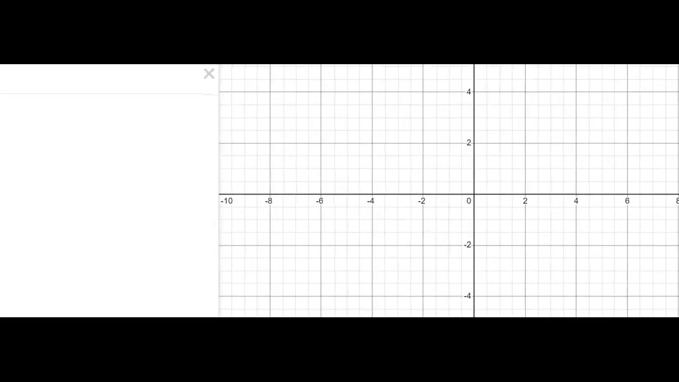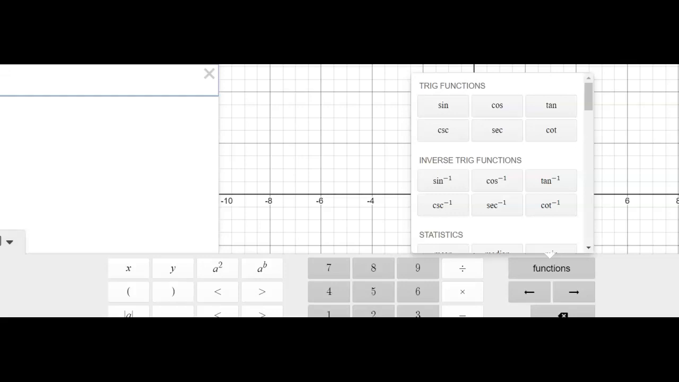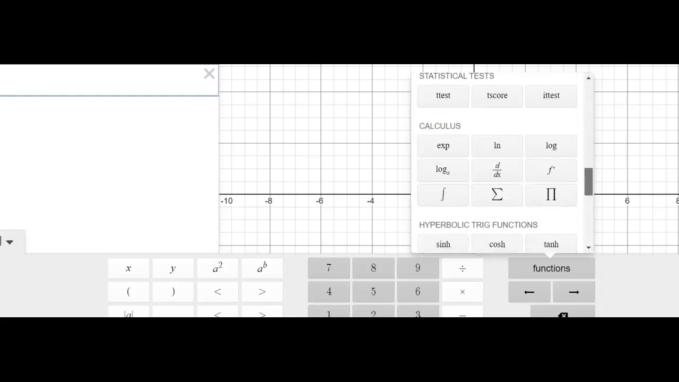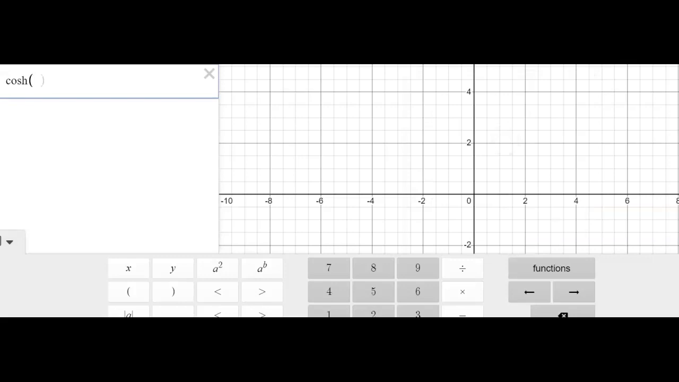Go, move that up a little bit so you can see it. And in Desmos, I'm going to go into function, and let's start with cosh. If I scroll down, they're all the way at the bottom. There's our hyperbolic trig functions. And we're going to do cosh of x. Boom. You can see that was the graph I just made. That is your basic graph of cosh.